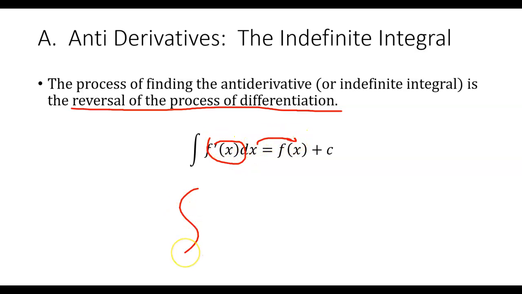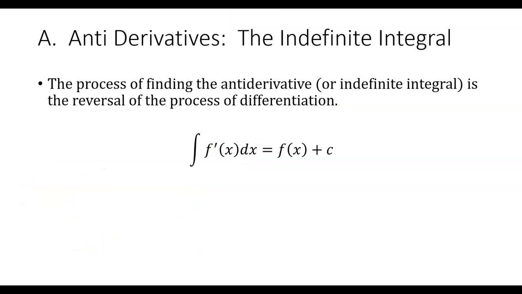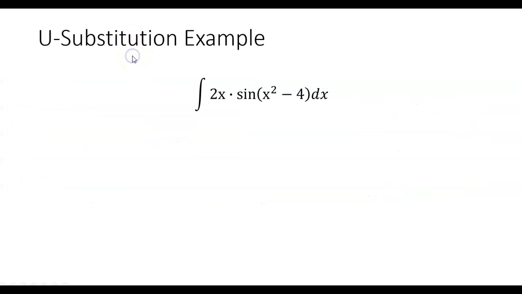So for instance, if x squared is our function and we take the derivative, we get 2x, right? But if you integrate 2x, then you get x squared again. So it's the reversal of the process of differentiation. All right. Now, there are a bunch of integral rules. These are great things to put on a flashcard and just commit to memory. So I would encourage you to do that. So those are a bunch of integral rules.